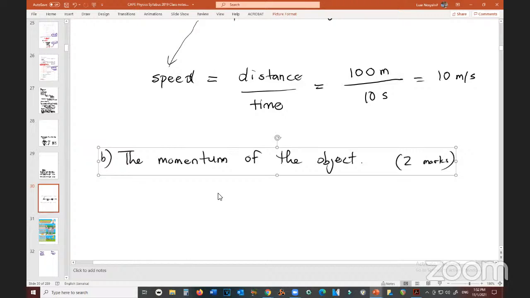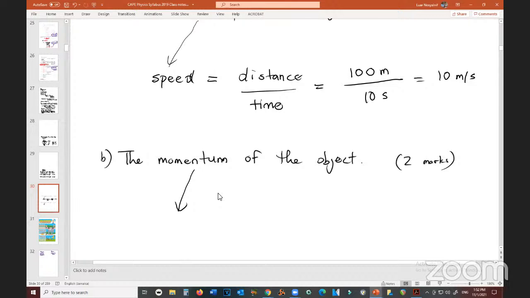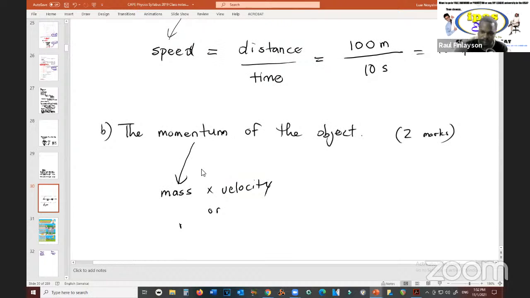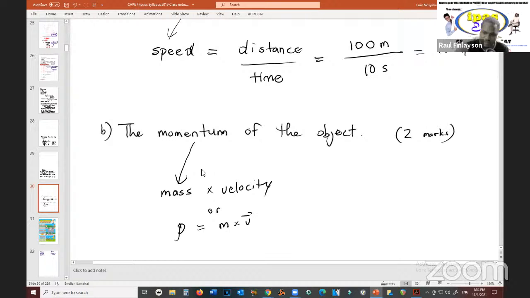Always say we find the momentum again. What do we find, P, momentum? Equal to M times V. All right, good. So momentum is the same thing here as mass times velocity. You could say P is equal to M times V.